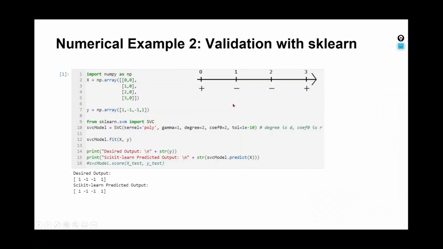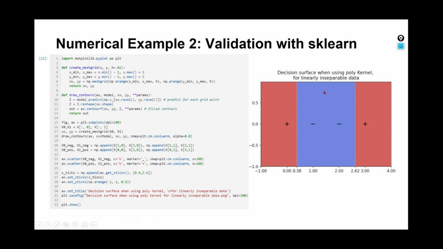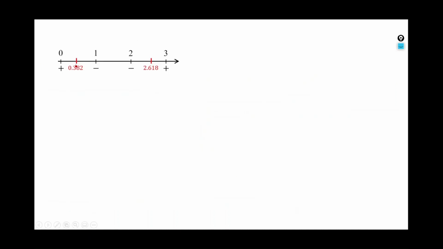Okay, so a better visualization will be given by sklearn. Yeah, so the blue region is between this separating point, 0.382, and this separating point, 2.618. The middle region, the blue region, is for the negative class, and the red region is for the positive class. All right. And a better visualization, I believe I also provided. So how to visualize this one? These are two separating points in a higher dimension.